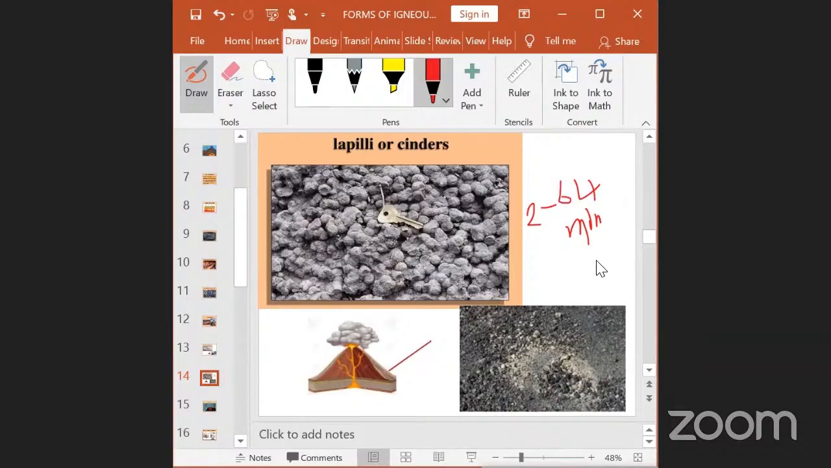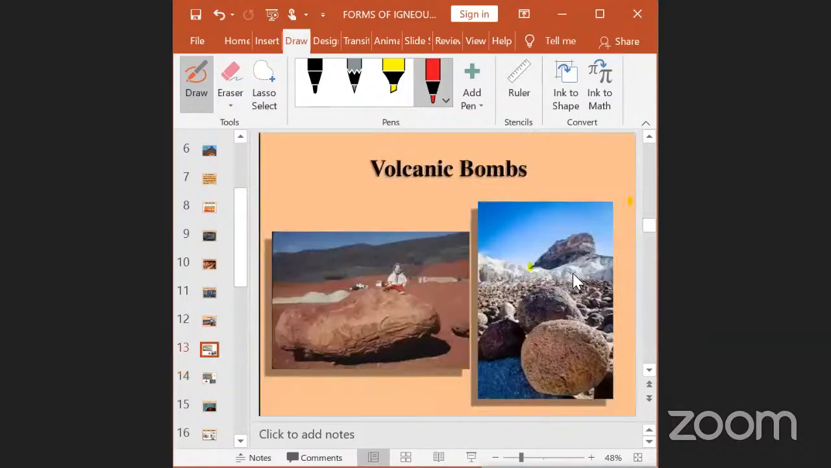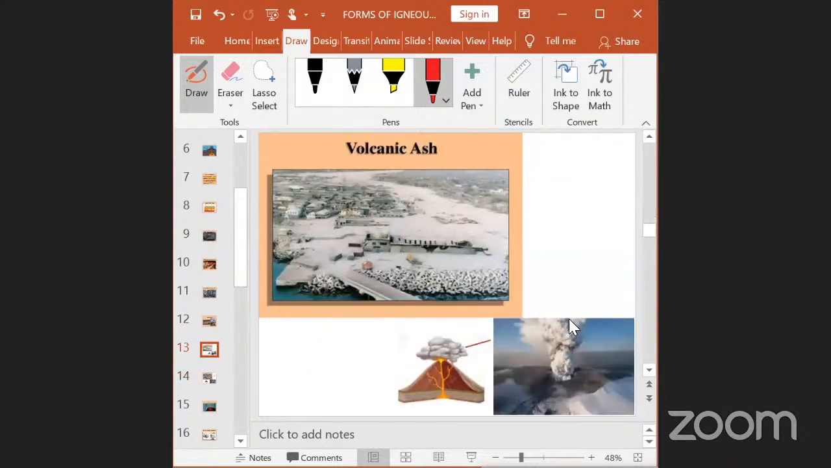Volcanic tuffs also. The finest of all, fine grain, the volcanic dust, ash or sands, may be deposited near the volcano or over the surrounding countries, right?